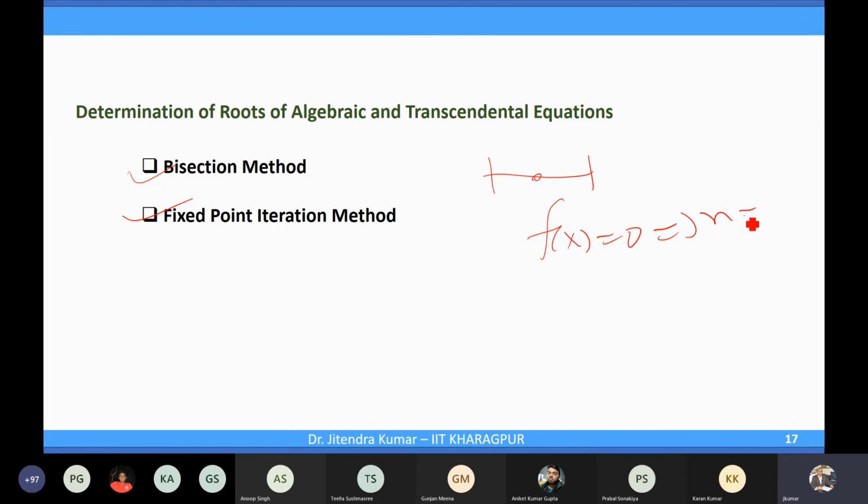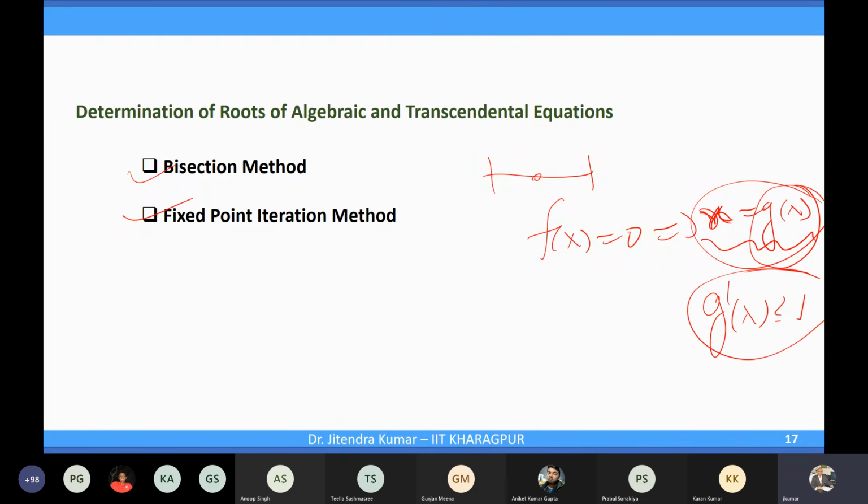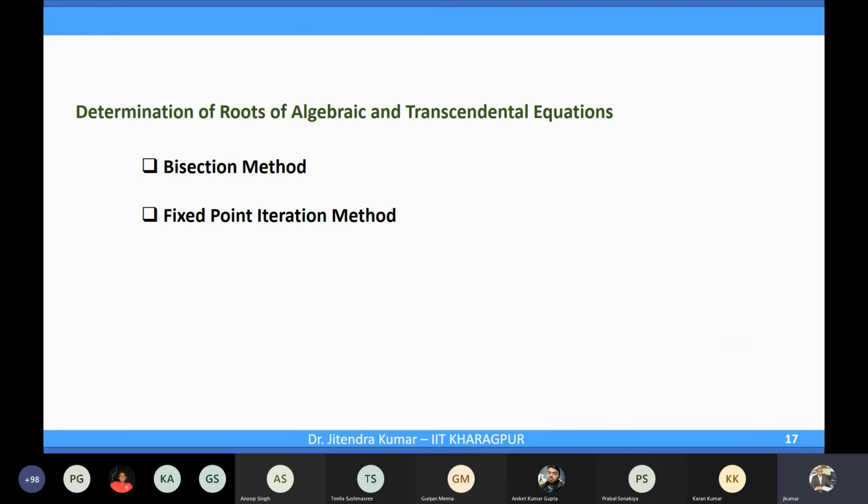The fixed point iteration method, so there were several possibilities how we rewrite f(x) = 0 as x = g(x), and once we have written this x = g(x), you can set up the iterations. But we had only that sufficient condition that g'(x) should be less than 1 in that interval, and then the convergence is guaranteed.